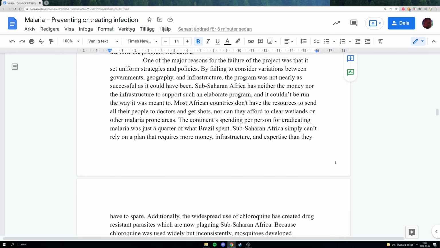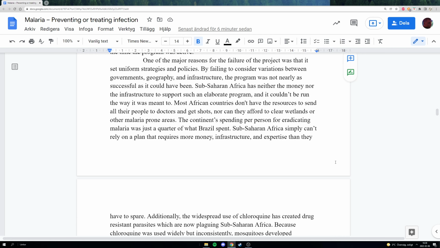One of the major reasons for the failure of the project was that it set uniform strategies and policies. By failing to consider variations between governments, geography, and infrastructure, the program was not nearly as successful as it could have been. Sub-Saharan Africa has neither the money nor the infrastructure to support such an elaborate program, and it couldn't be run the way it was meant to.